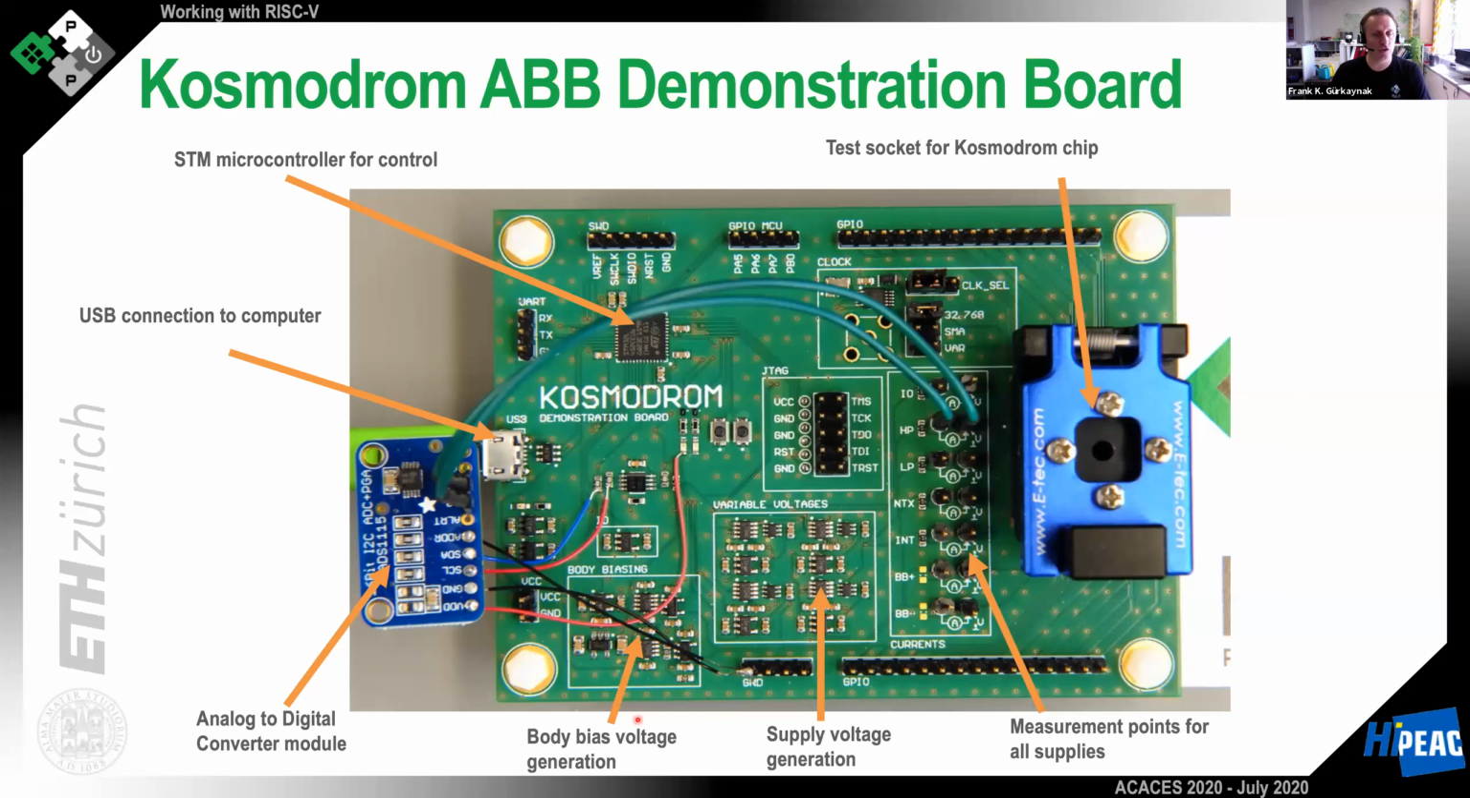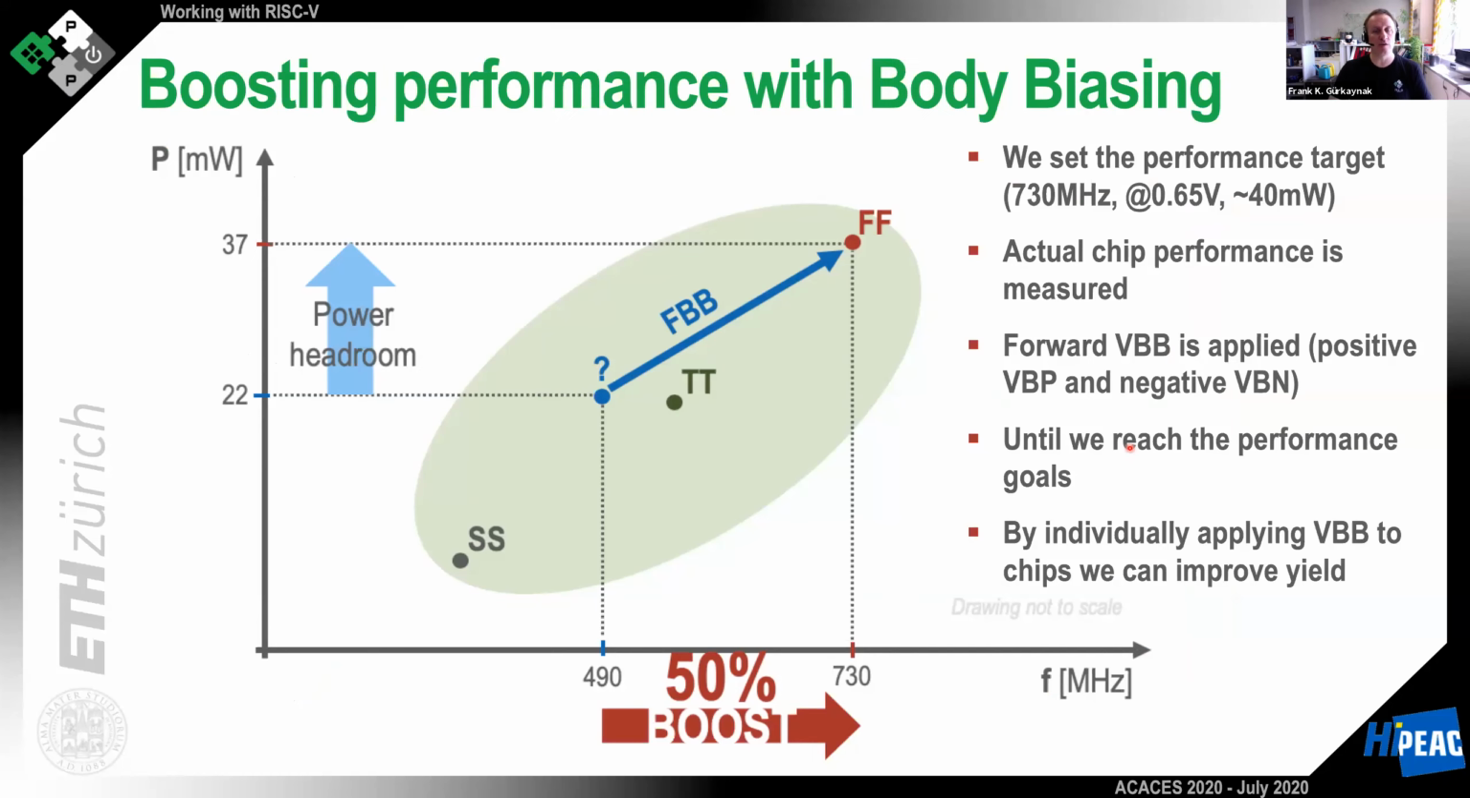The body bias voltage can be generated externally, and we have an STM microcontroller to do all the programming of these separate things. We have a USB connection to the computer to talk with everything else. So it's a great setup to show how things are working.